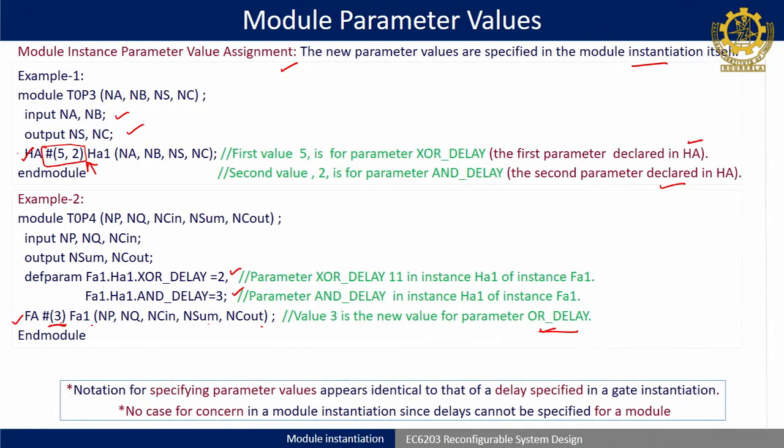The summary from this is, the notation for specifying parameter values appears identical to the delay specified in gate level instantiation. That is, I told many times, either it is assign or gate instantiation, we use a hash to specify the delay. But as far as till today we discussed, we have used hash only in data flow modeling or only in gate level modeling to specify the delay. Have you ever used hash for specifying delay in module instantiation? I think no.